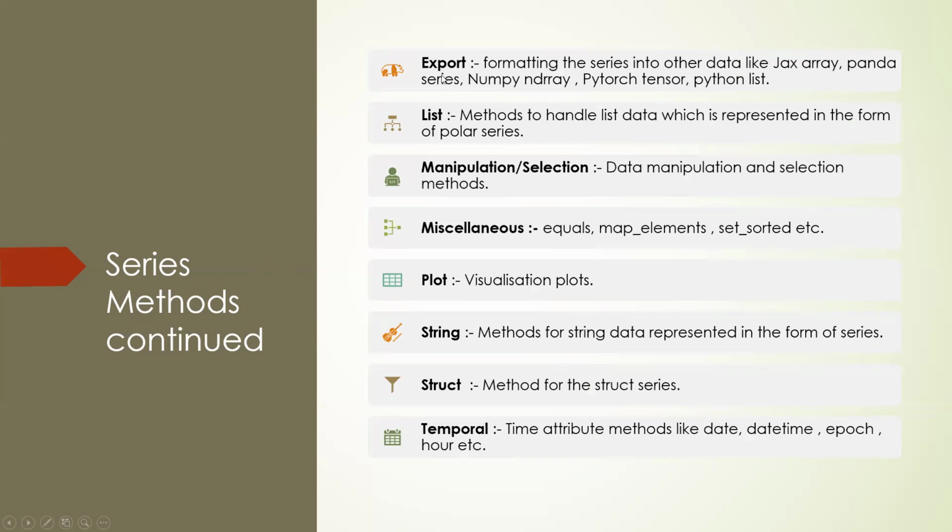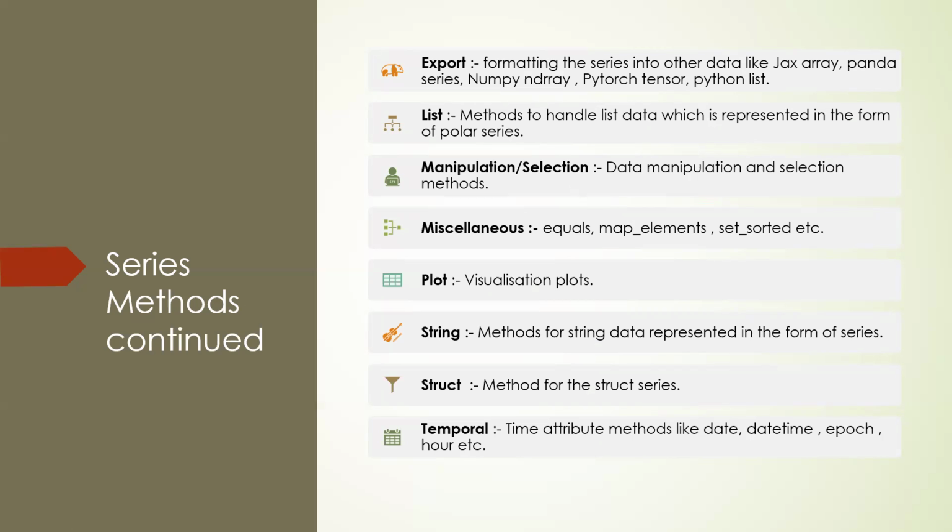It has other methods also, like export, like how we can format the series into different data. We can convert them into a JAX array, Pandas series, n-dimensional array. We can do it in the form of a PyTorch tensor, Python list. Then there are list methods also. These are the methods to handle list data, which is represented in the form of a Polars series.